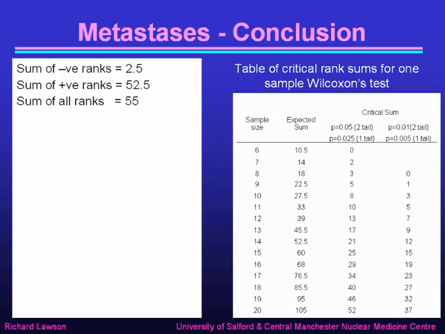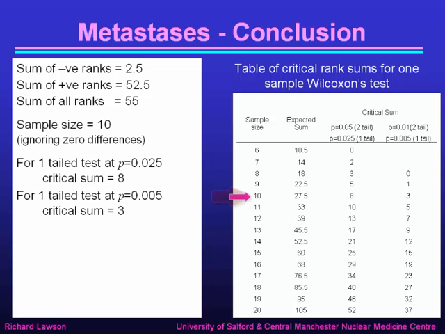So we need to go to our tables. We've got a sum of negative ranks of 2.5, a sum of positive ranks of 52.5, which means that the sum of all ranks would be 55. Remember that we started with 15 patients, but we had to ignore 5 who had 0 difference, so we've just got a sample size of 10 remaining.